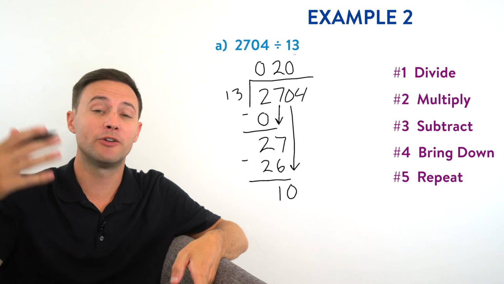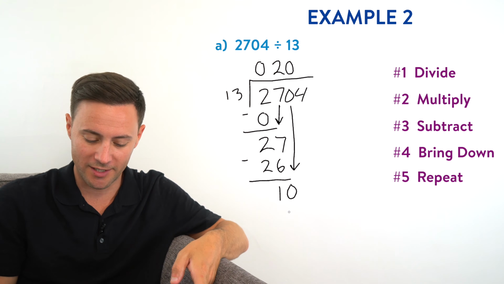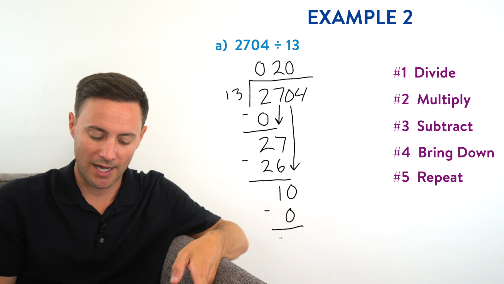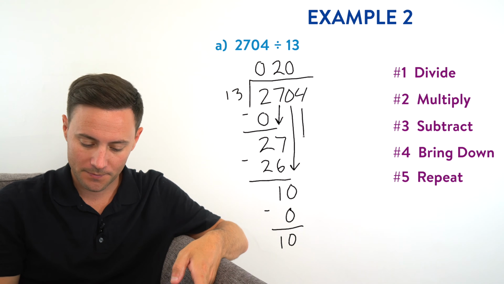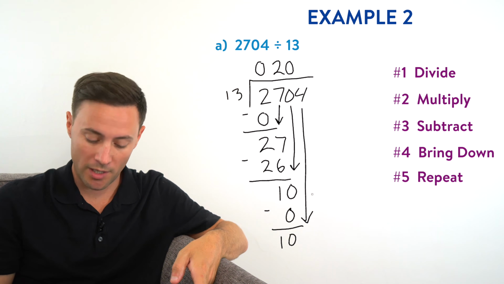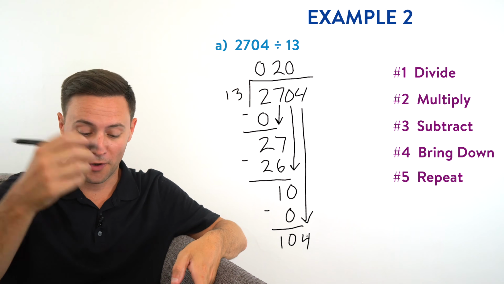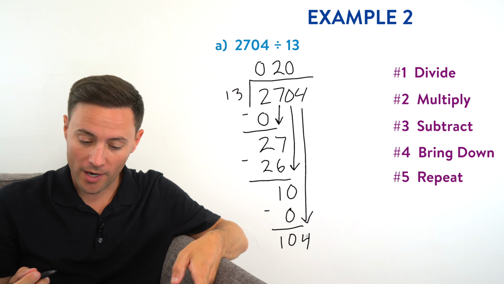Now we just continue. Multiply. 0 times 13 is 0. Subtract. I still have 10. Now I bring down the next digit. And now we repeat. 13 into 104.